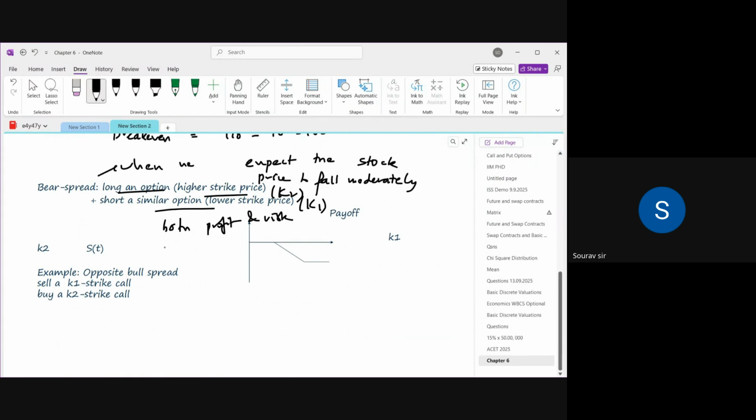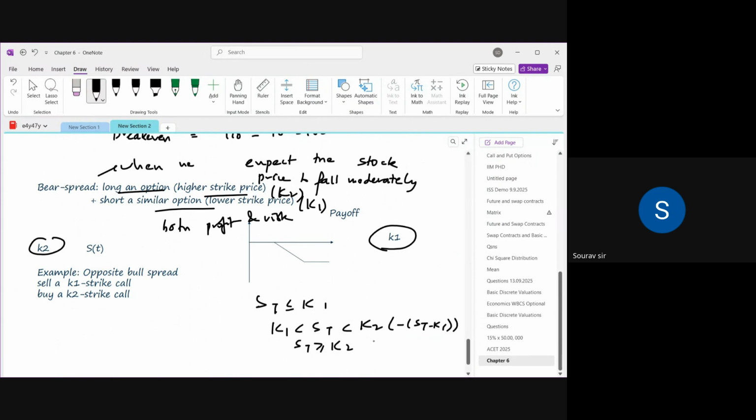Like here you sell at K1 and you buy a call at K2. This is the opposite of the bull spread. So what will be the case here? Case 1: ST less than or equal to K1, both calls expire worthless. Case 2: ST between K1 and K2, the short call payoff is minus (ST minus K1). And case 3: ST greater than or equal to K2, the short call payoff is minus (ST minus K1).